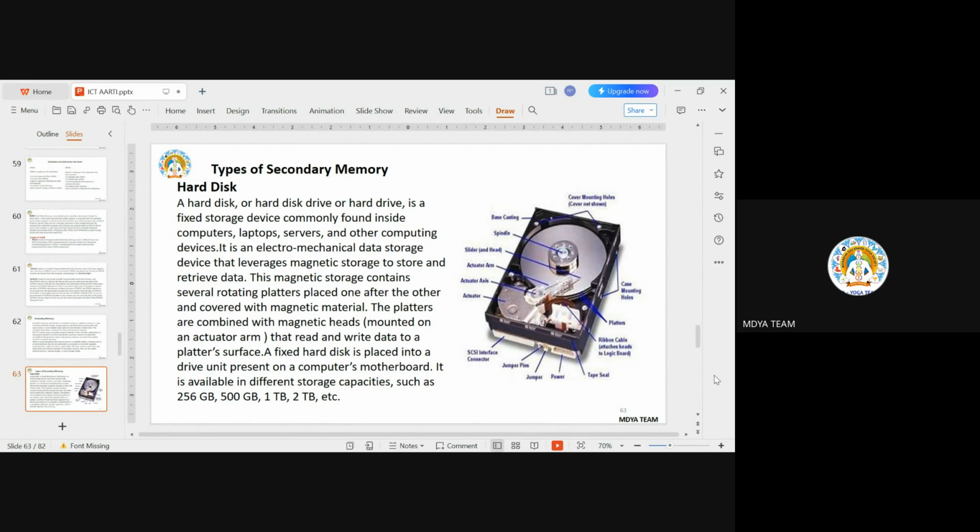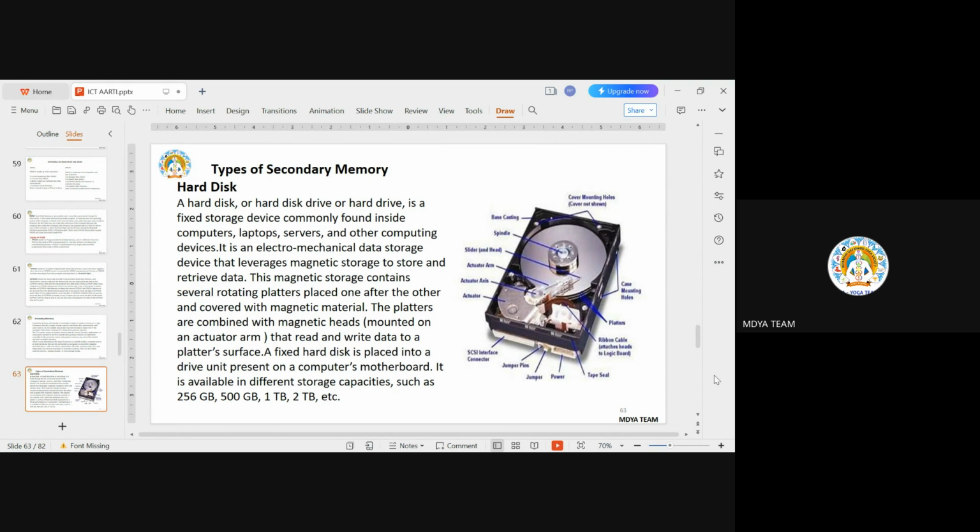It is found inside the computer. Inside the computer means it is placed in the motherboard. The short form of motherboard is MOBO. So it is an electromechanical data storage device. Data is stored in an electromechanical way, so that is why it is called an electromechanical data storage device that leverages magnetic storage. The data is stored in magnetic form to store and retrieve data.